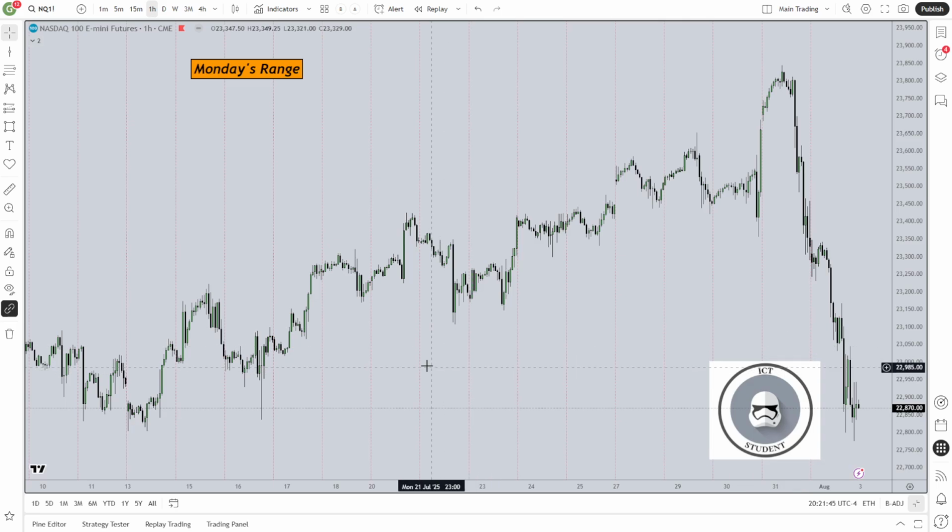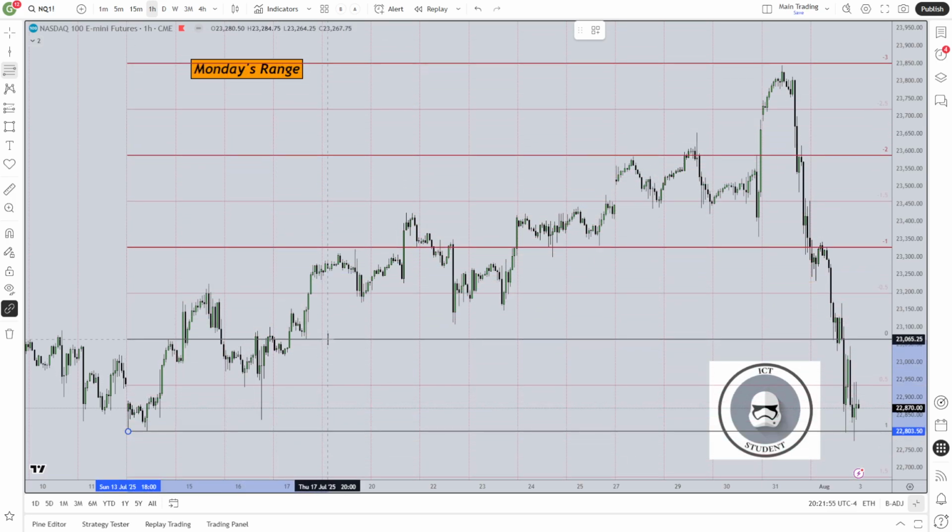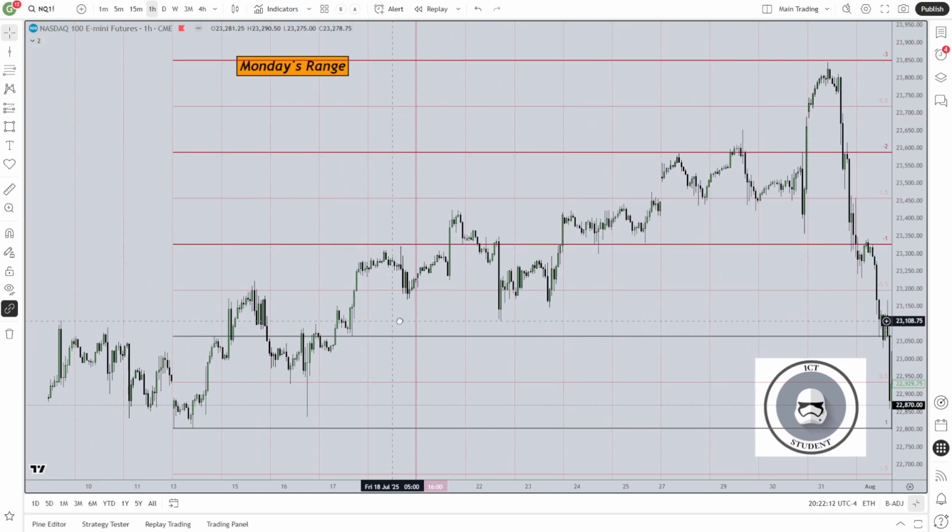Monday's range. So the weekly candle uses this Monday range, and it is the quintessential principle for any weekly profile. And the importance of the range will be defined between the Monday, Sunday open until the Friday close. So we'll look at a few examples.